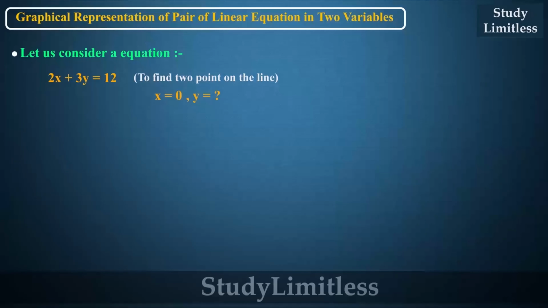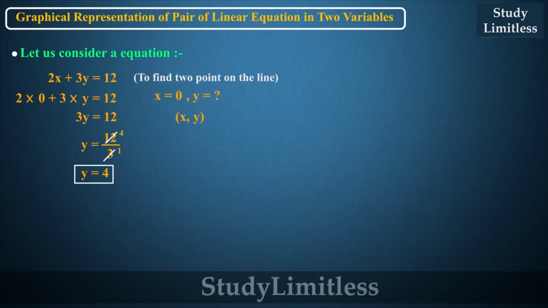That means we could get the point x comma y. The equation after substituting x as 0 would be 2 into 0 plus 3 into y is equal to 12. That would be equal to 3y is equal to 12. y would be equal to 12 upon 3, where 3 into 1 is 3 and 3 fours are 12, and y would be equal to 4.